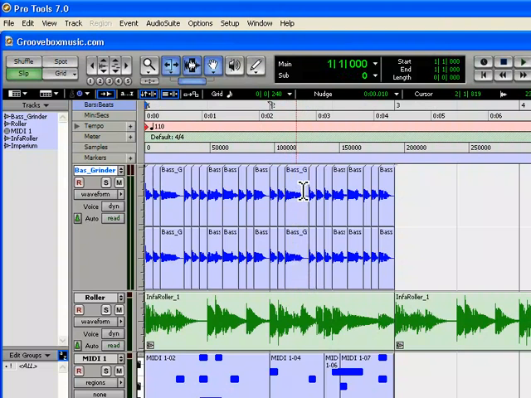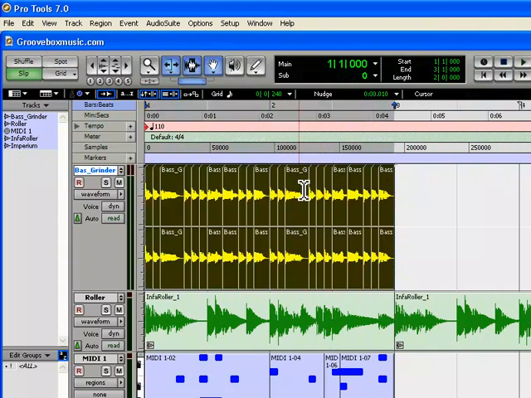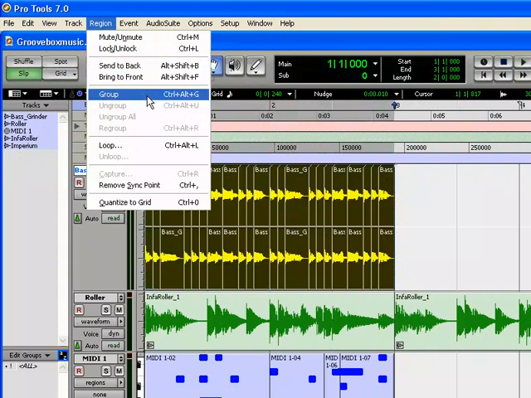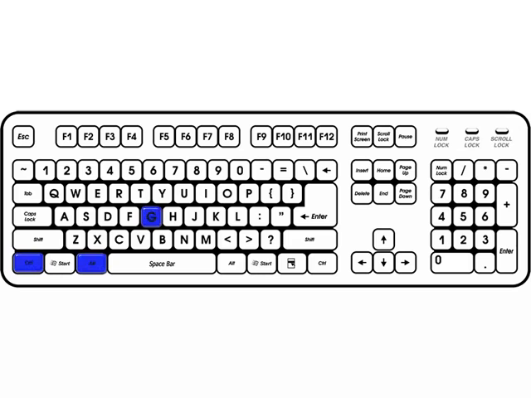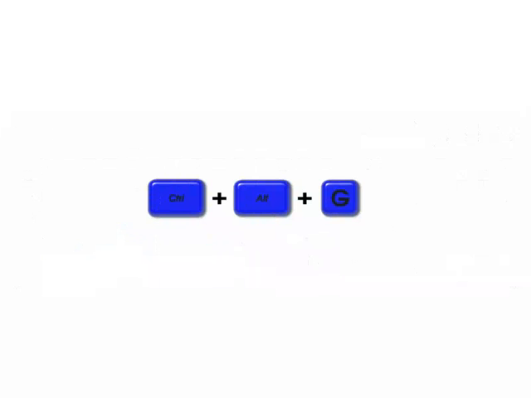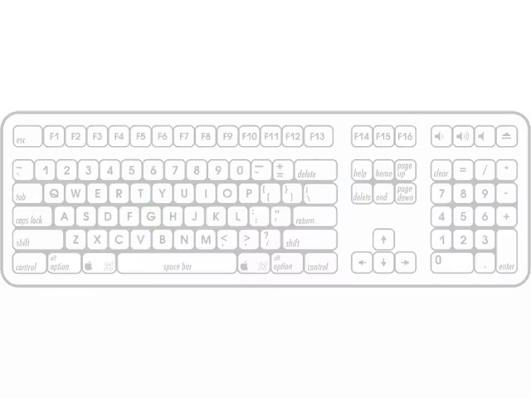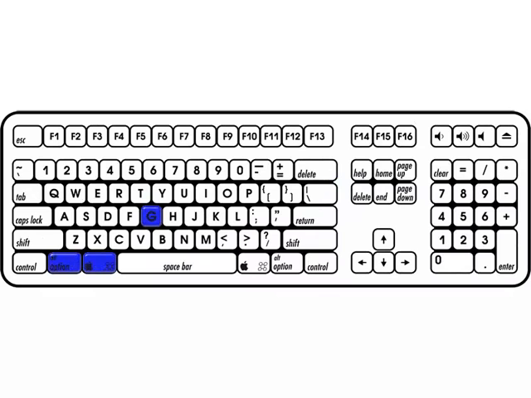Just select all the regions you want to group. Then go to the Region menu and choose Group. You can also use the convenient keyboard shortcut. If on PC, press the Control key, Alt key, and the letter G. If you're on Mac, press and hold the Command key, Option key, and the letter G.